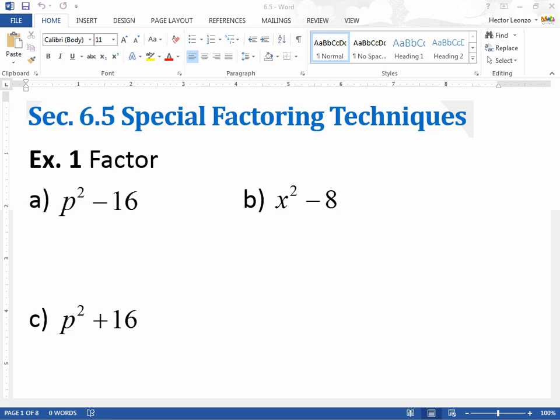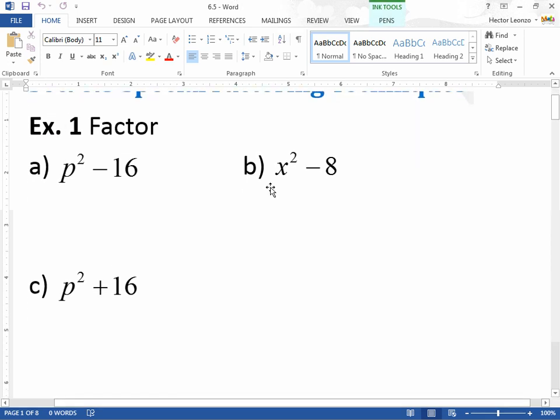Now here in 6.5, we're going to be dealing with special cases. Now, on this binomial, we're going to call this the difference of the squares to begin with. In 6.5, I have to have a difference, and then before and after the minus. So difference obviously means minus. Before and after the minus, it has to be squared.